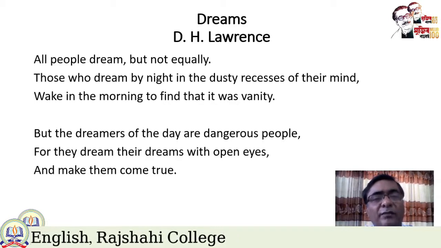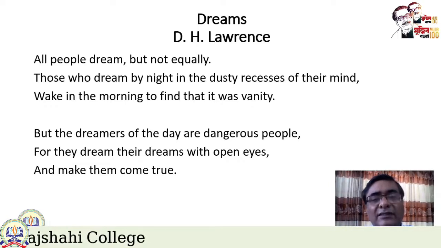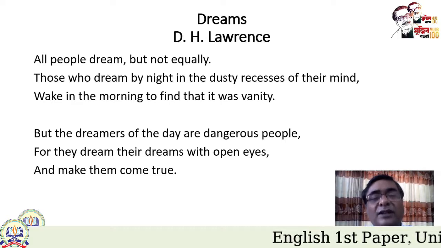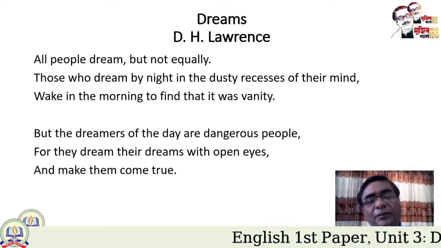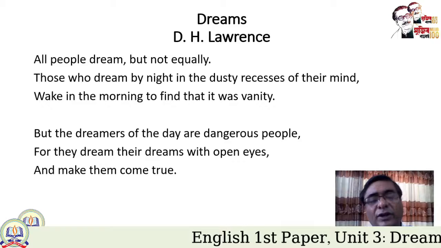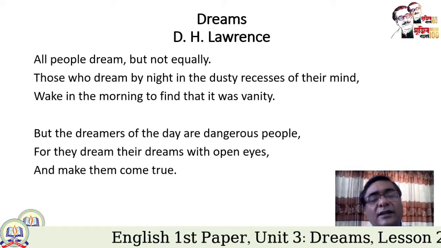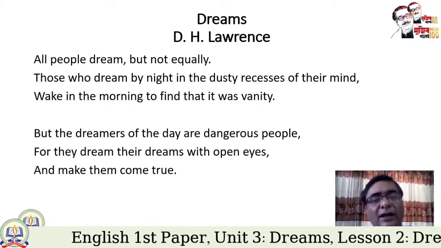All people dream, but not equally. Those who dream by night in the dusty recesses of their mind wake in the morning to find that it was a vanity. But the dreamers of the day are dangerous people, for they dream their dreams with open eyes and make them come true. So there are 6 lines in this poem, and it's a very short poem, and the poem is about dreams. We all know that. Now we will go line by line.